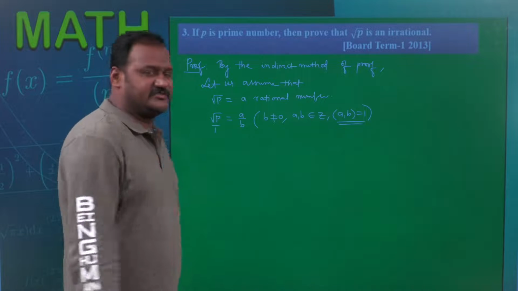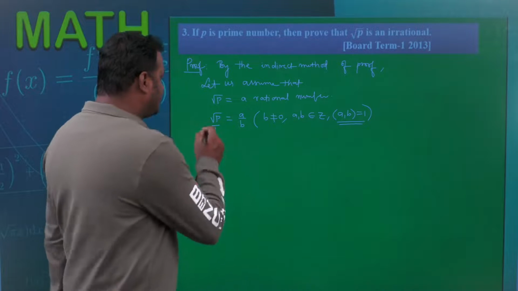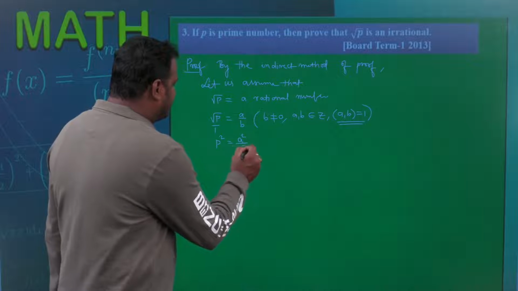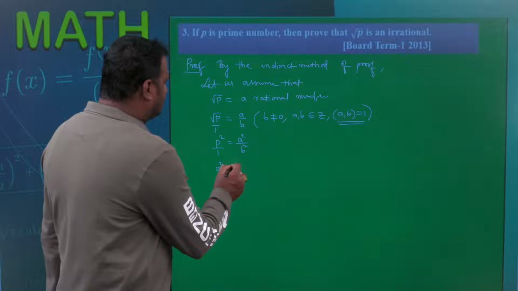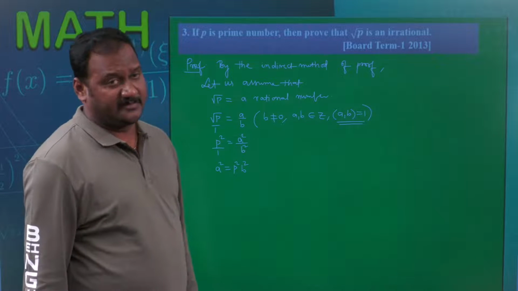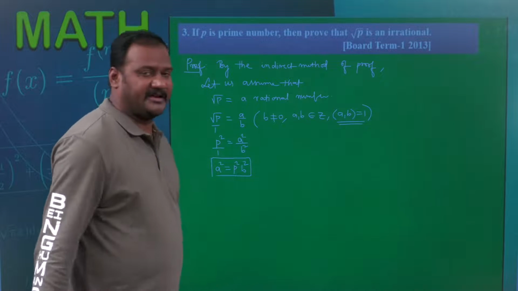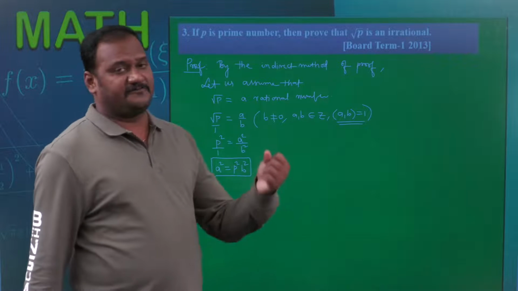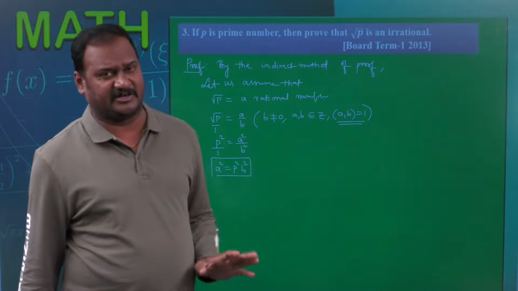How do we simplify this? Since we have a square root, you will have to square it on both the sides. When you square both sides, you get p is equal to a square by b square. Then a square is equal to p into b square. What do you mean by this, a square is equal to p into b square? It means a square is a multiple of p.